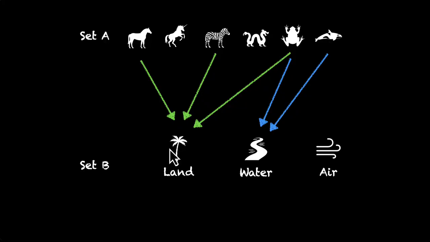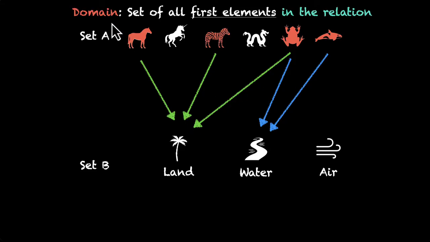Let's look at the elements that are participating. We have the horse, the zebra, the frog, and the fish. These 4 from set A that are related to some element of set B are called the domain. The domain is the set of all first elements in the relation. There are a lot of elements in set A.